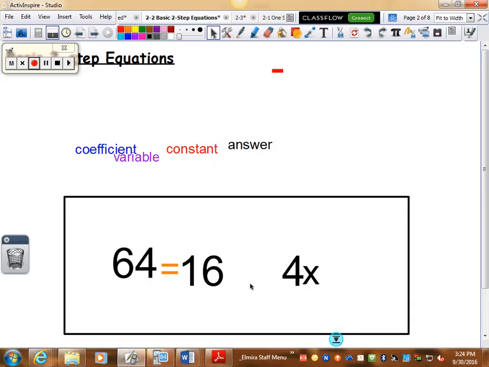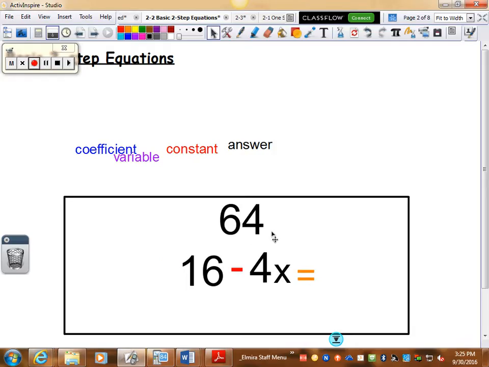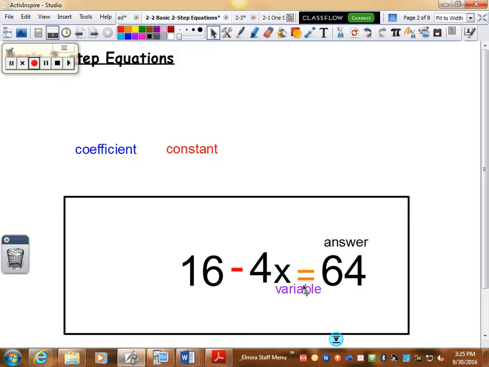I don't know where my plus sign went. Well, we'll bring down the minus sign. Okay, we could have 16 take away 4x. All right, a lot of ways we could rearrange this. I could put the equals 64 back at the end again. Okay, and we would still have an answer. We would still have a variable. We would still have a coefficient, and we would still have a constant.